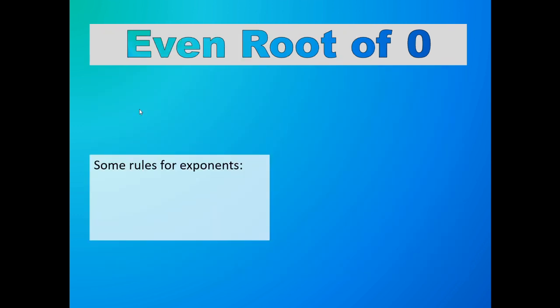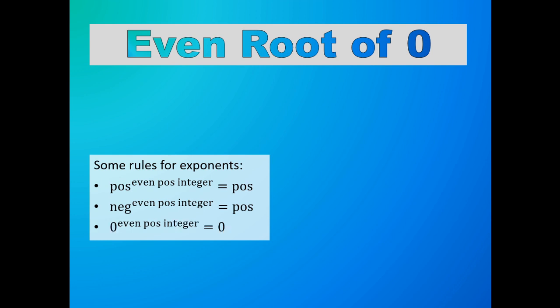Let's now talk about the even root of 0. Here are some rules for exponents. A positive number to an even positive integer is equal to a positive number. A negative number to an even positive integer, so that is a negative number times a negative number times a negative number, and so on, we would end up with an even number of negative signs, and so that would be a positive number. 0 to an even positive integer is equal to 0.